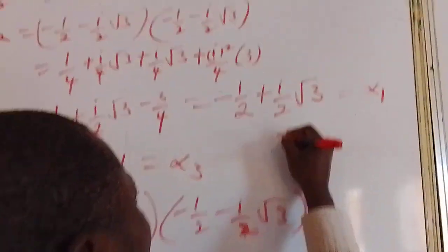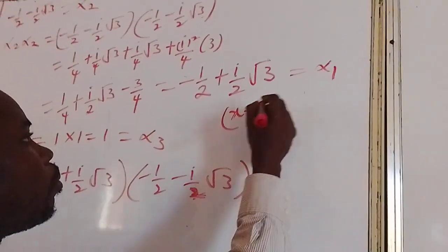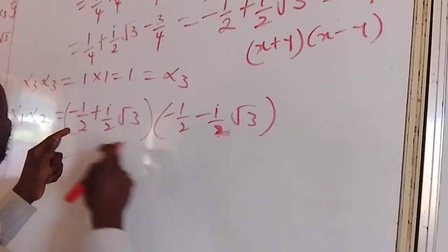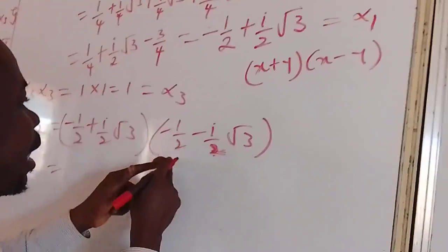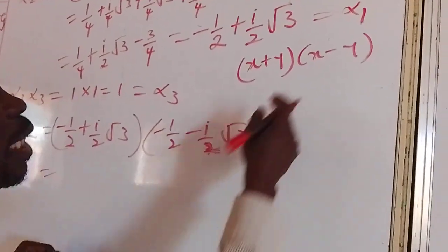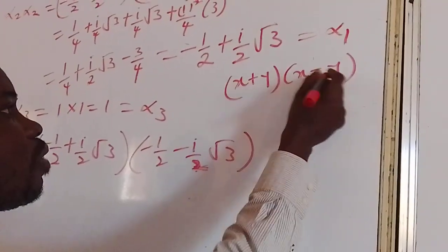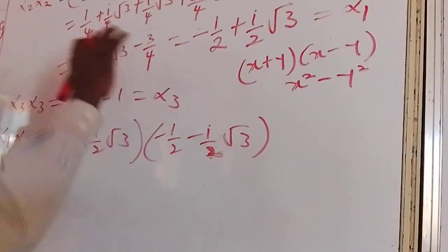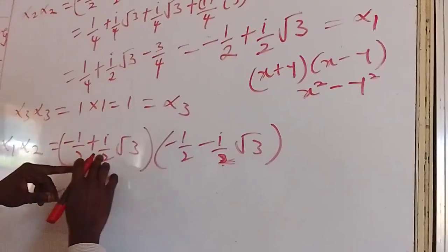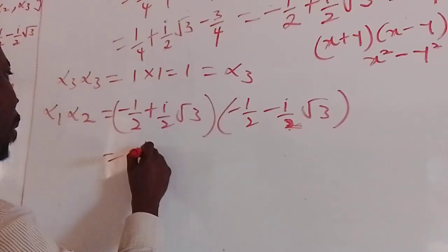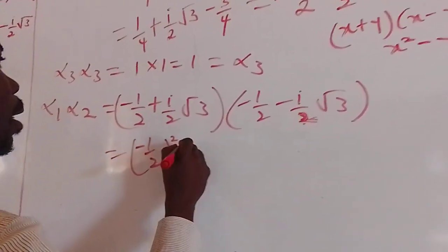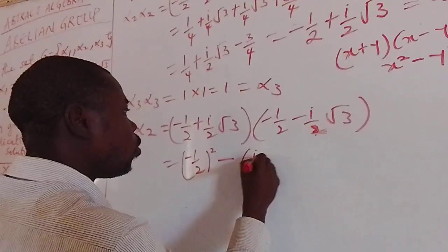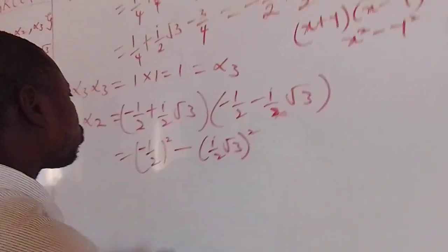Recall that if you have x plus y multiplied by x minus y, this is x, this is y. So that is x plus y, then bracket x minus y. When you do this properly, you have the difference of two squares. So the result of this should be x squared minus y squared. So instead of going through this rigorous process, I will just shortcut it since it's a conjugate. I will just say minus half all squared, this is my x, minus, this is my y, i over 2 root 3 all squared.